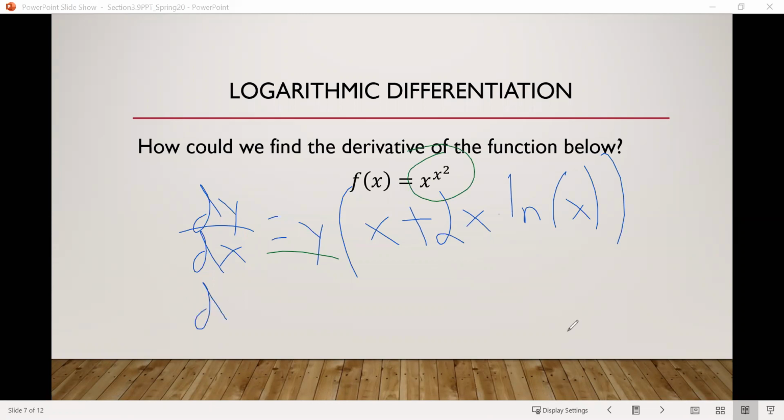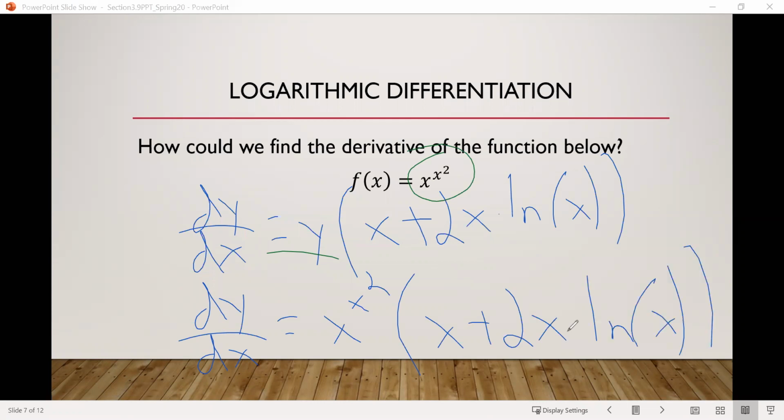So we have dy dx equals x to the x squared power times x plus 2x times ln of x as our derivative. Good stuff, right? Whew, that was fun.